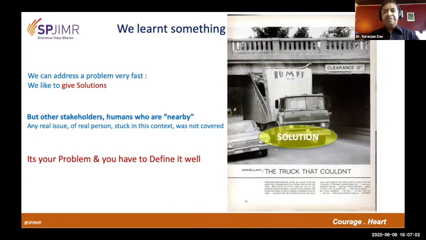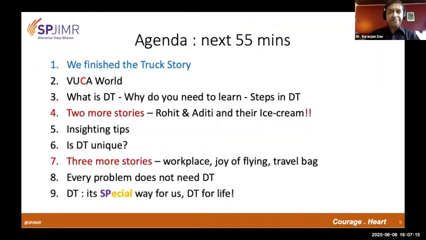By the way, in fact, the solution is here. Someone said, why don't you deflate all four tires? The truck will actually go down by 6 inches and you can drive the truck. Absolutely not a problem. So someone looked at the problem in a completely different way.